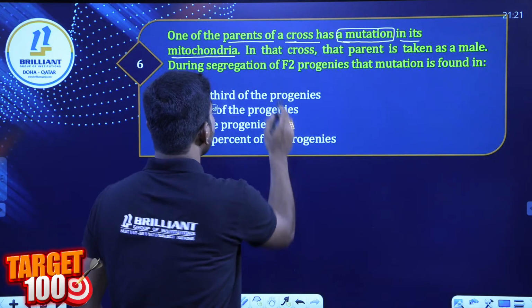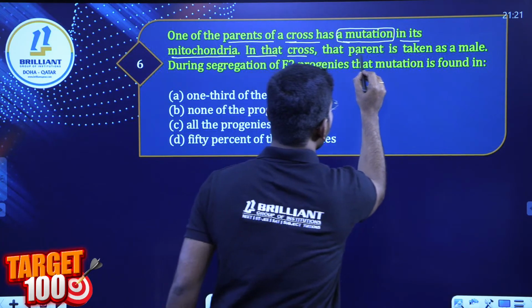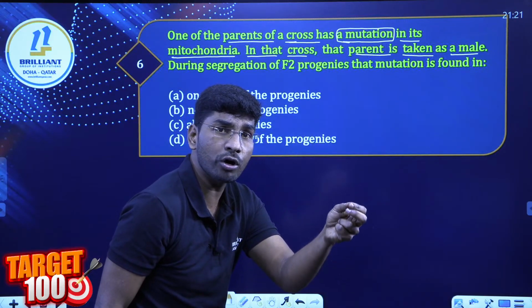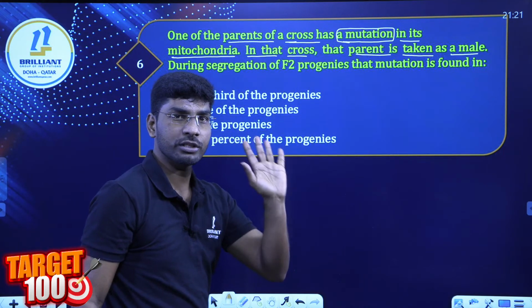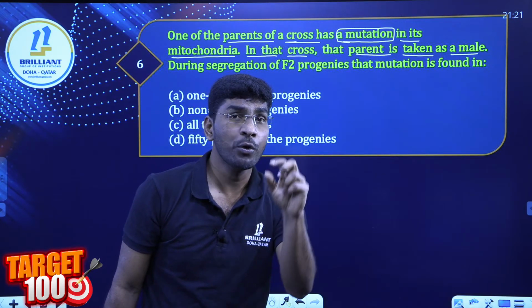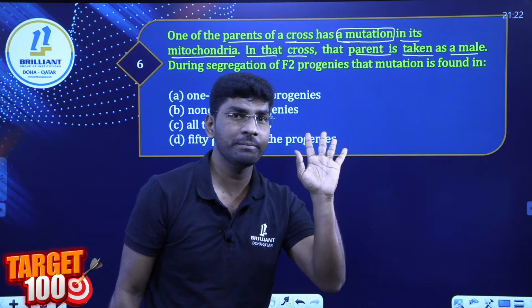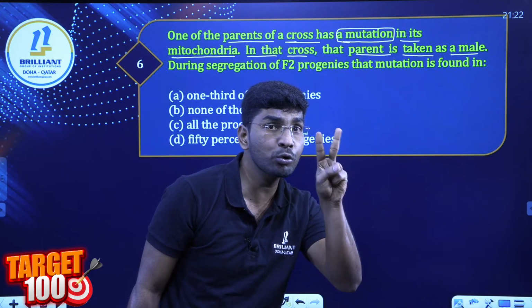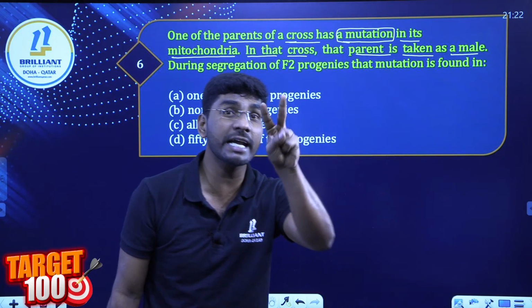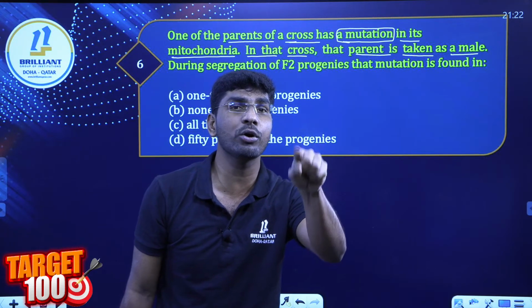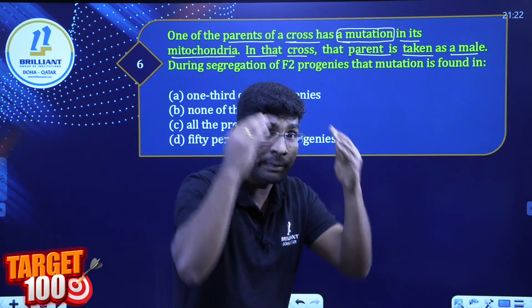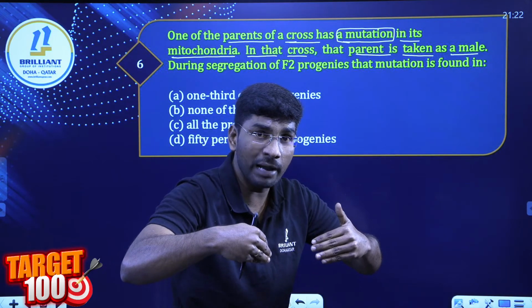In that cross, the parent is taken as the male parent. Male parent mitochondria mutant. I have one small question from the human reproductive system. Answer me. In which part of the sperm is DNA there? Two places have DNA. One is the head part, where haploid 23-chromosome DNA is there. The second place also has DNA. Where? Mitochondria. Where is the mitochondria present in the sperm? Neck region, right? Head part, neck part, tail part. Am I clear?